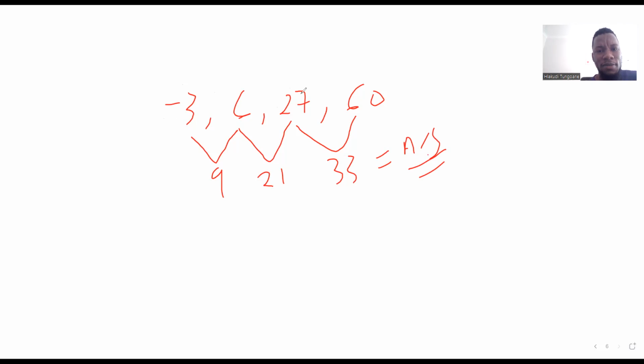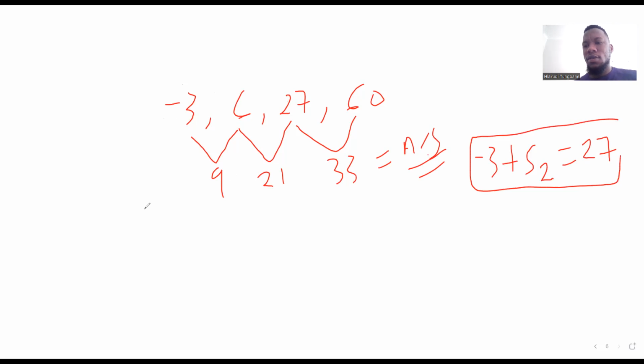to 27, this is the same as saying -3 plus S2 gives us 27. So we always start with the first term plus the sum of some differences, because if you look at this, -3, you add 9, you get 6, and then 6, you add 21, you get 27. So essentially you're adding the first 2 differences, and those differences form an arithmetic sequence.